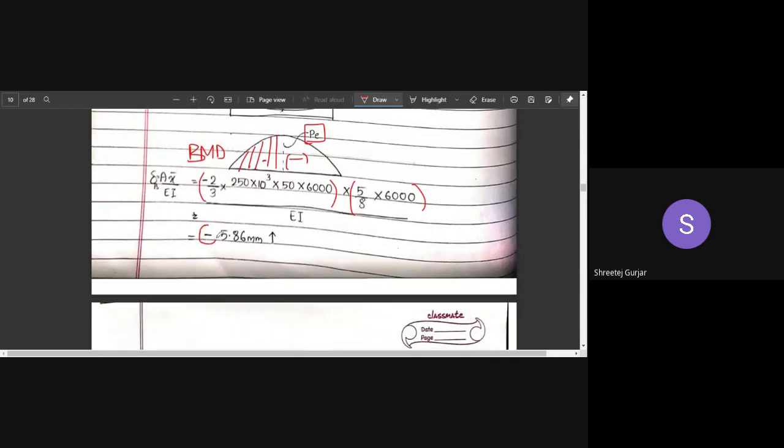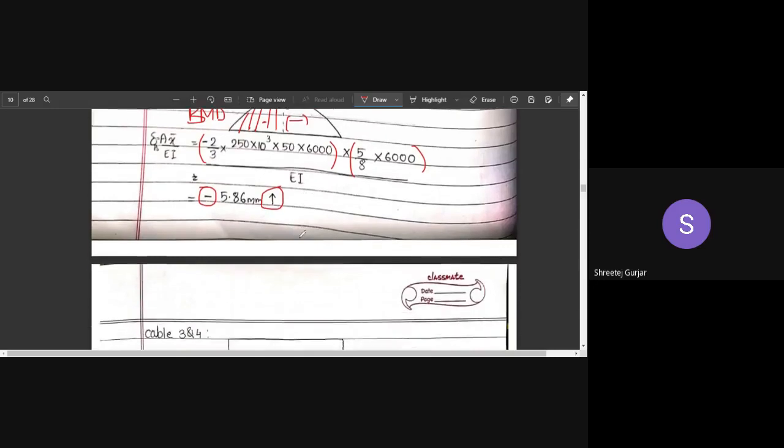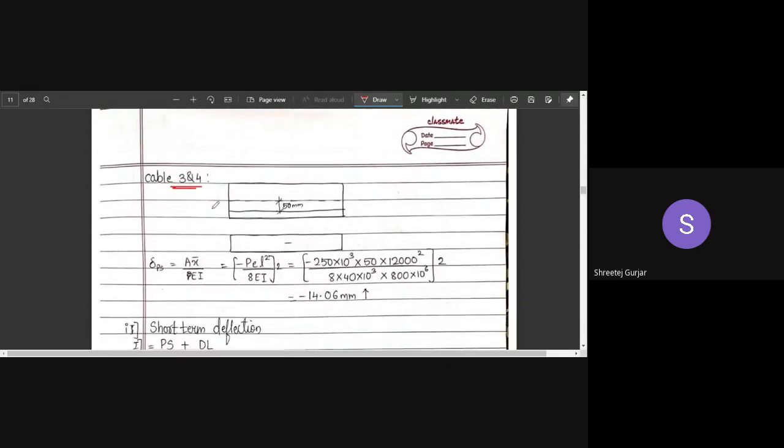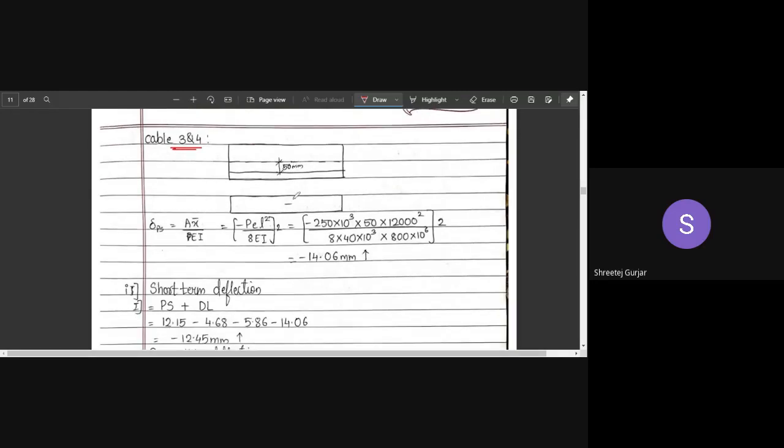So due to second cable, the deflection we get is negative, that is upward deflection. Now due to the third cable, third and fourth also both of them are the same, having 50 mm eccentricity, so we'll consider both of them as 1. So this is your P into E, and this is below neutral axis, so it is negative. So BMD is negative.